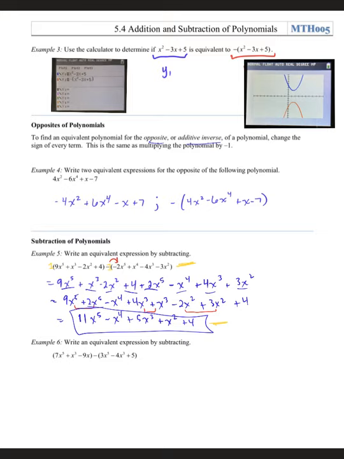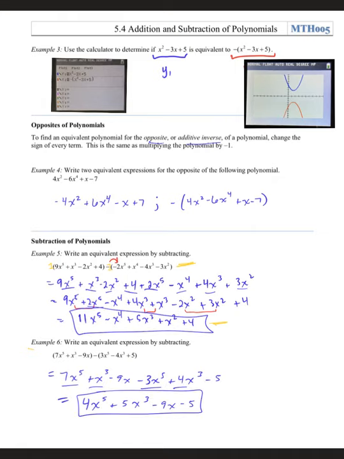Okay, now what I want you to do, pause the video and try example 6. Okay, you can check your answer with mine. 4x to the fifth plus 5x cubed minus 9x minus 5.